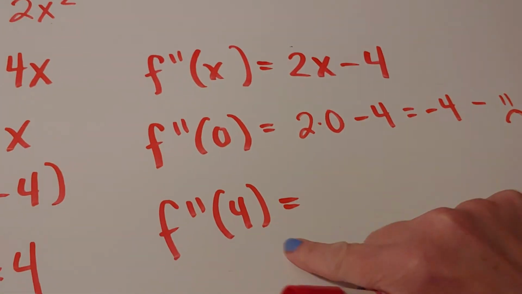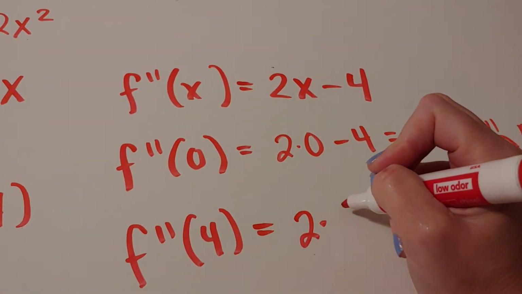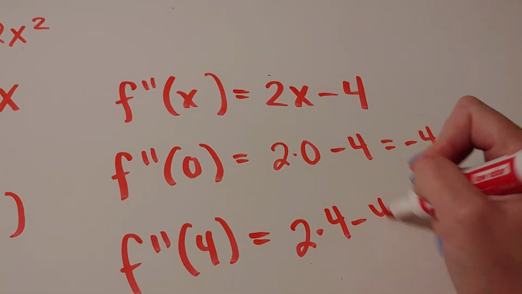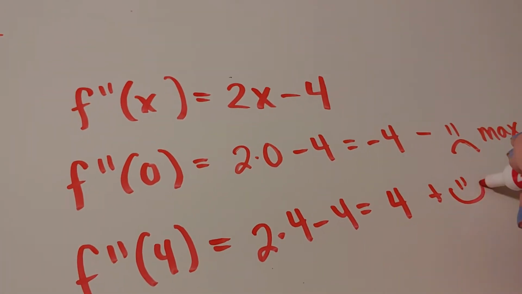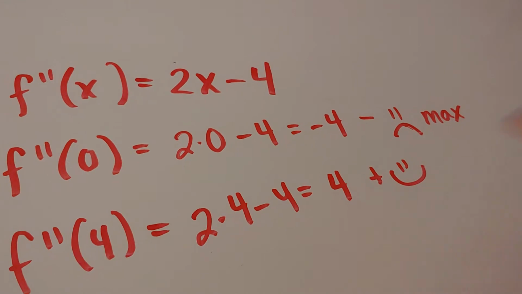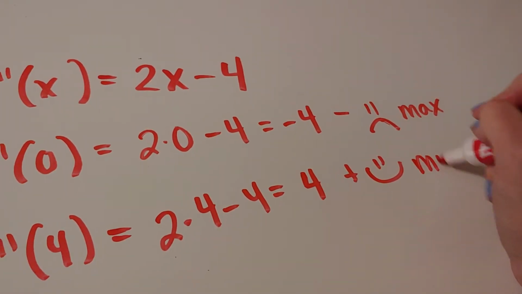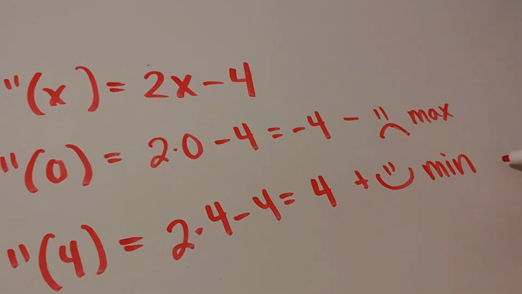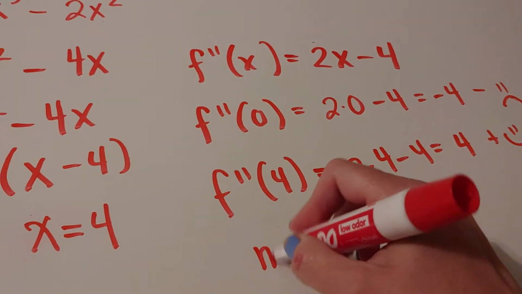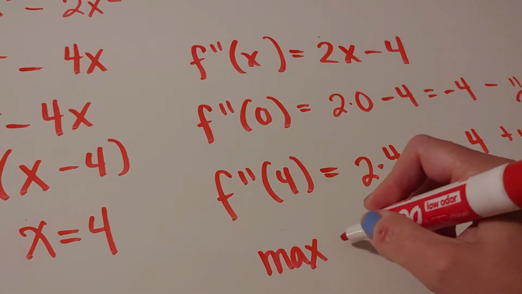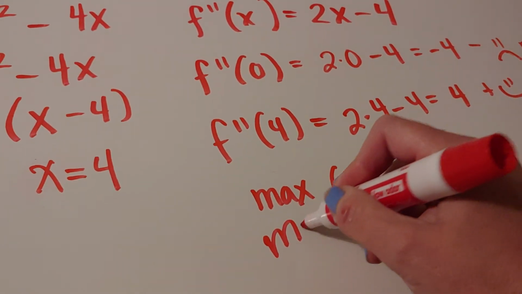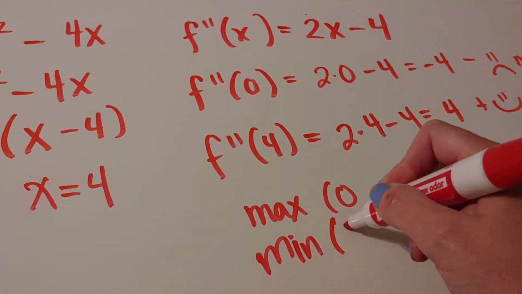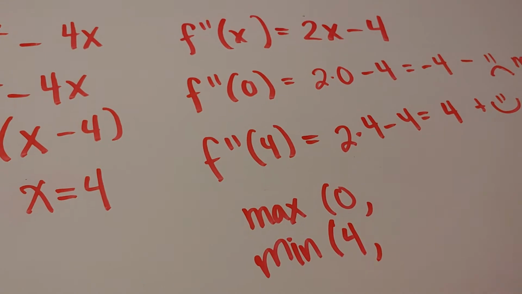Now we're going to try it again for 4. So 2 times 4 minus 4. That's 8 minus 4, which is 4. I'm positive, I'm happy. But if I look at that shape, the kind of extreme I'd have would be a min. So I have a max at 0, a relative max, and I have a min at 4. Now, I do need the y-coordinates.